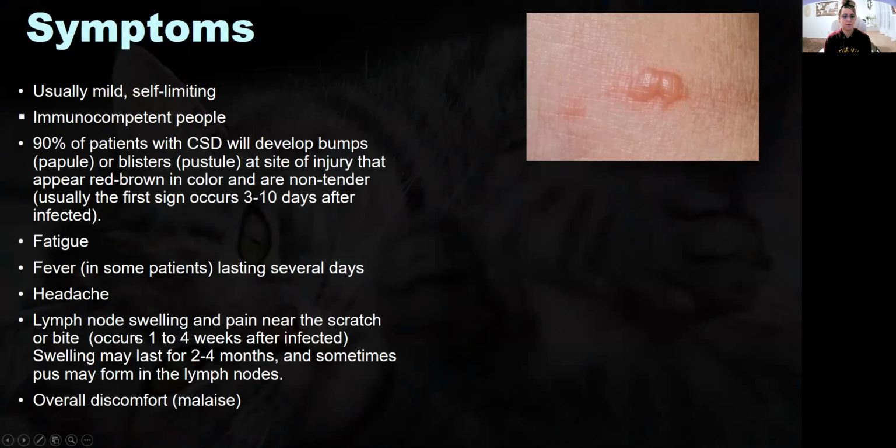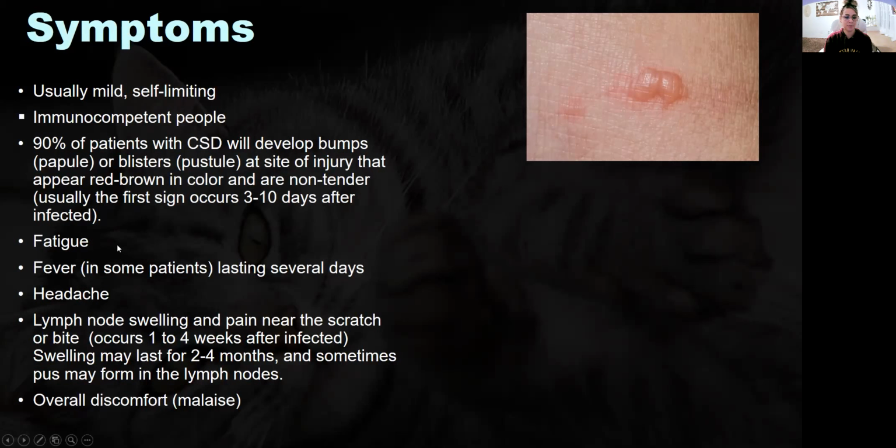90% of patients with cat scratch disease will actually develop bumps, papules, or blisters, pustules, at the site of the injury that appear just like this one, a reddish brown in color. Usually they're non-tender to touch. Usually the first sign of this will occur 3 to 10 days after being infected.